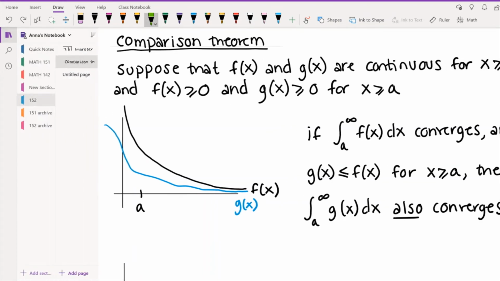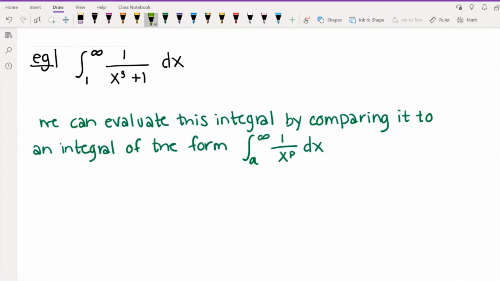So let's see how we can apply this to the example we just did. What is a function that we know for sure whether it converges or diverges? Well, we know that if you have 1 over x cubed, that is going to converge. So let's let f of x equal 1 over x cubed.